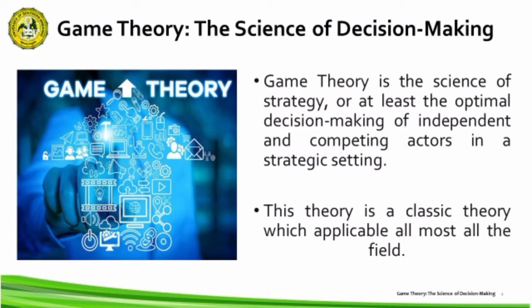Game theory is the science of strategy, or at least the optimal decision making of independent and competing actors in a strategic setting. In some respect, game theory as the science of decision making is a theoretical framework for conceiving social situations among competing players. Apart from that, game theory is a classic theory which is applicable in almost all fields. The main significance of game theory is to formulate alternative strategies to compete with one another and, importantly, it is an essential tool for the decision-making process.